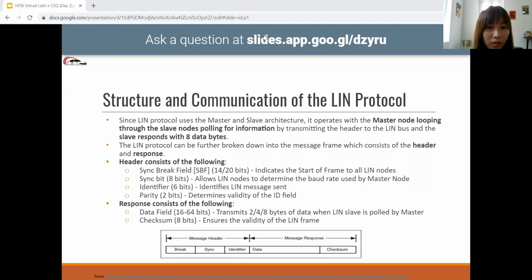And then it transmits with this sequence 2, 4, or 8 bytes of data when the LIN slave is being polled by the master. And then you, of course, have your checksum, which is similar to what you have in the CAN bus. Most newer vehicles have more than 10 LIN nodes within the whole network architecture of the vehicle.